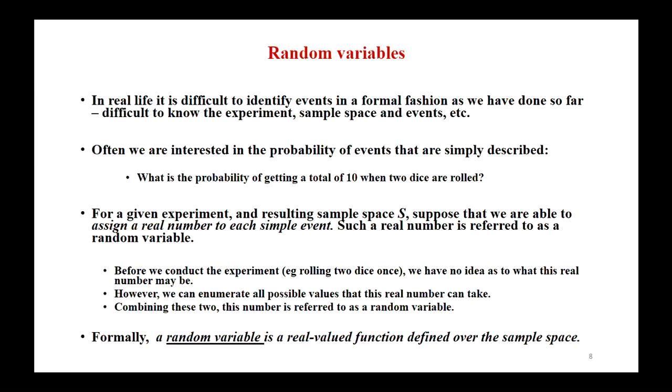So formally, and I should say, if you roll 2 dice twice, a sensible random variable to measure the probability of getting a total of 10 when 2 dice are rolled would just be to assign a random variable, which was the sum of the 2 results. So if you got 1, 1, you would have 2. If you got 2, 2, you would have 4. If you got 5, 5, you would have 10. That's your random variable. Okay, formally, a random variable is a real valued function defined over the sample space. So each simple event is associated with a number.